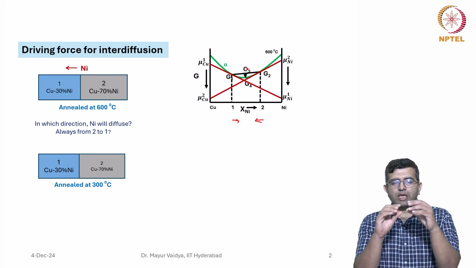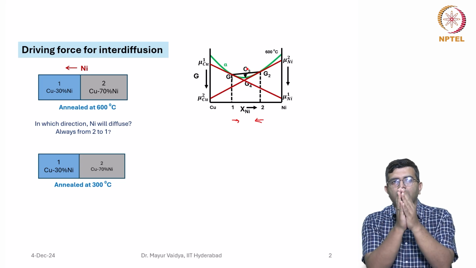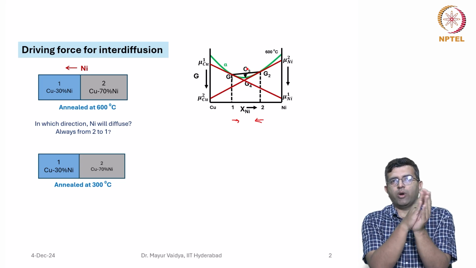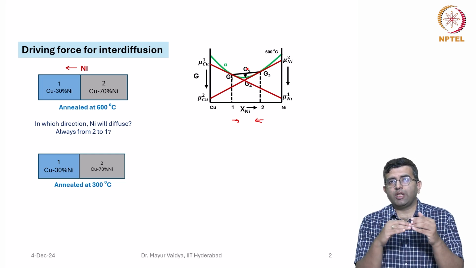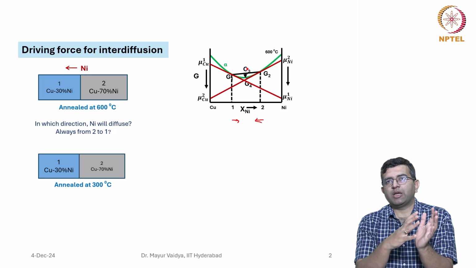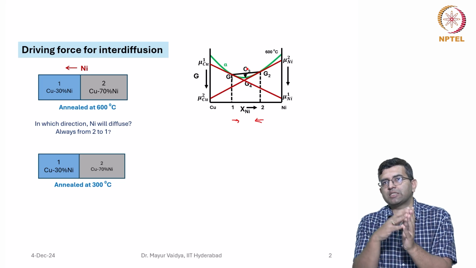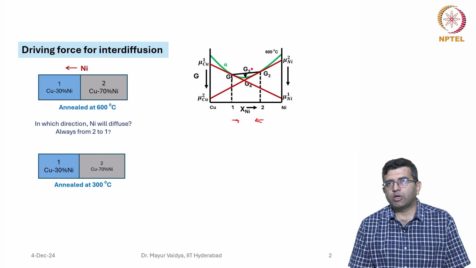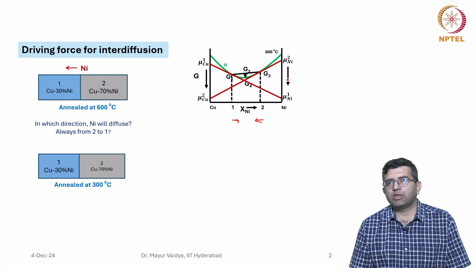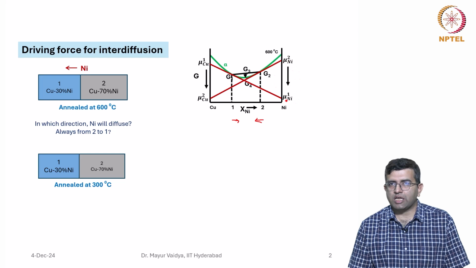So, in this process of diffusion, when the nickel is moving from 2 to 1, there is a decrease in the free energy, which is thermodynamically favorable. Remember, not only is there a decrease in the free energy, but it can also be represented that there is a decrease in the chemical potential. In other words, the chemical potential gradient is the direction in which the diffusion is taking place.